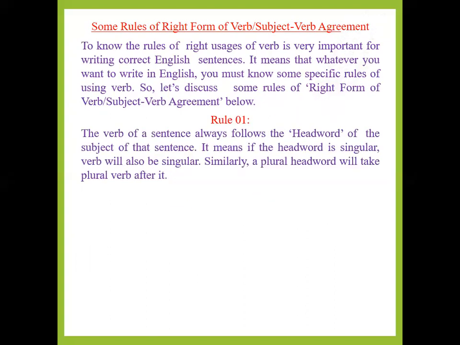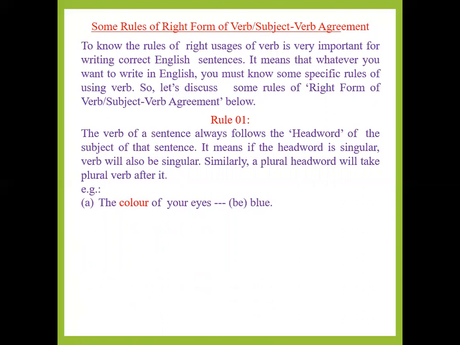Rule 1. The verb of a sentence always follows the head word of the subject of that sentence. It means if the head word is singular, the verb will also be singular. Similarly, a plural head word will take a plural verb after it. For example: the color of your eyes be blue.